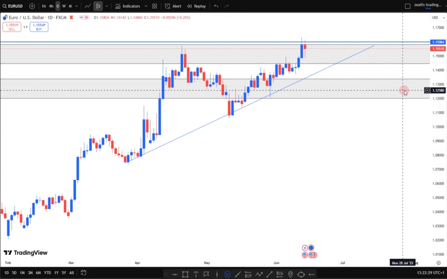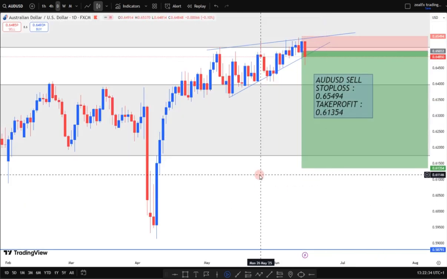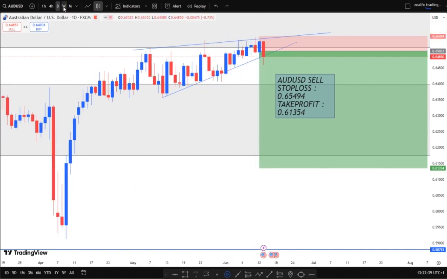So let's look at our next pair, which is the Australia USD. Currently, I'm in Australia USD. I'm selling the Australia USD currently because I'm expecting price to continue to go lower on the Australia USD.